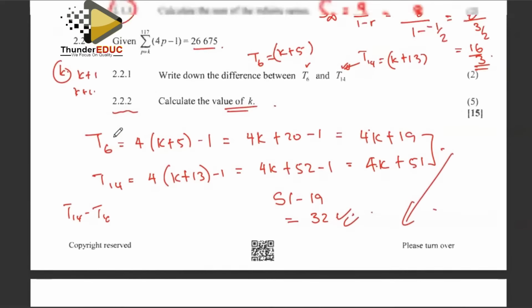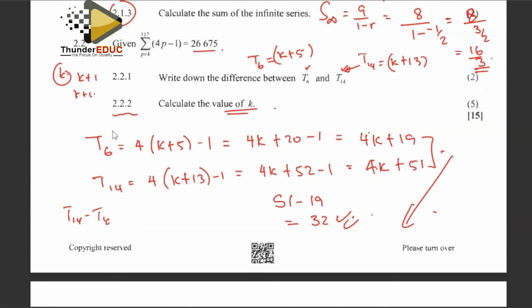Value of k. So let's see, since this is sigma notation and it deals with the sum, what we can notice is that if I'm to look for T1, or the first term, where p is k, it is going to be 4k minus 1. And then if I use k plus 1, so 4 into k plus 1 minus 1, it's going to be 4k plus 4 minus 1, which is 4k plus 3.